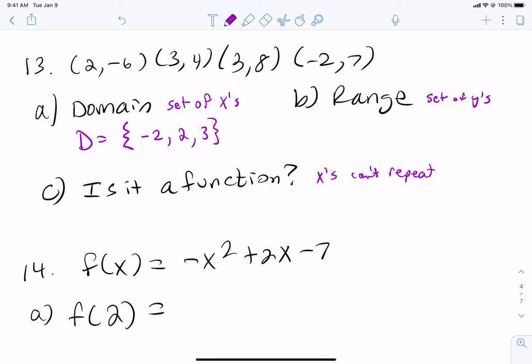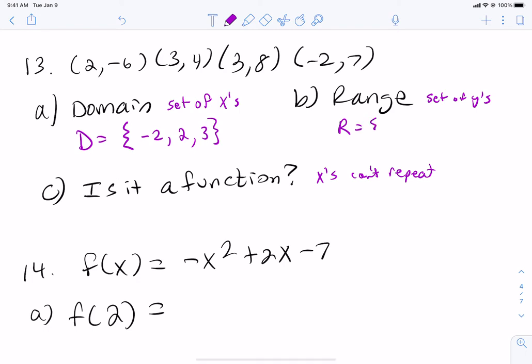You'll notice that the 3 repeated itself 2 times. You don't write it twice. It's just, hey, what x values did you use? So if it repeats, it doesn't matter. You just write it down.